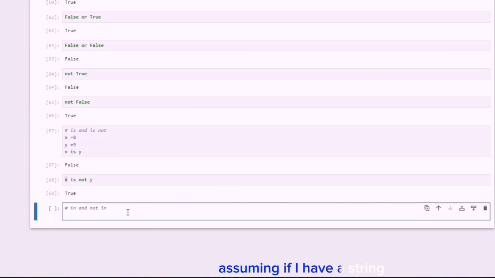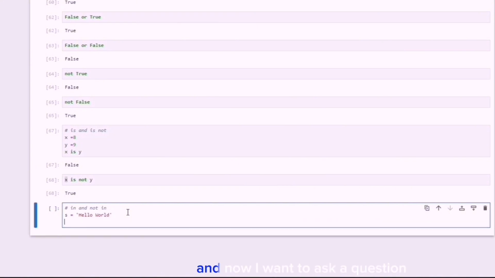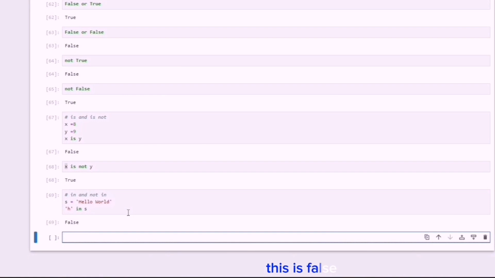So assuming I have a string, let me assume s is equal to "hello world". Now I want to ask a question. Remember, this membership operator is also returning a Boolean result, which is either true or false. So I can simply ask "h" in s. False. Now this is false because there is no small letter h in this. Or if I say capital letter "H" in s, this is true.